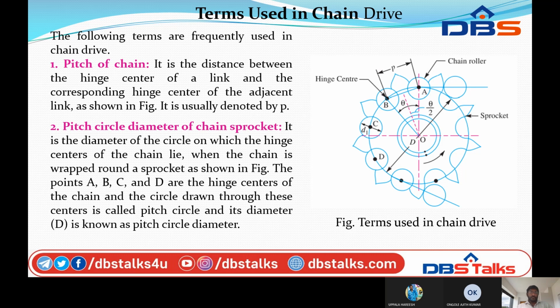Next one, pitch circle diameter of chain sprocket. It is the diameter of the circle on which the hinge centers of the chain lie. Capital D is the total diameter of the circle. When the chain is wrapped around the sprocket as shown in the figure, the points A, B, C and D are the hinge centers of the chain.